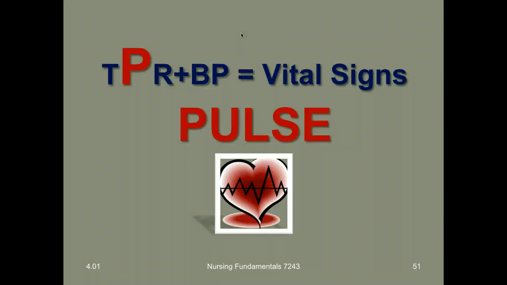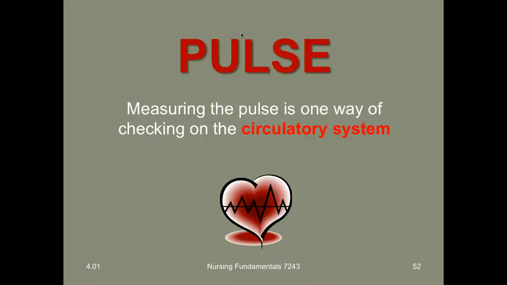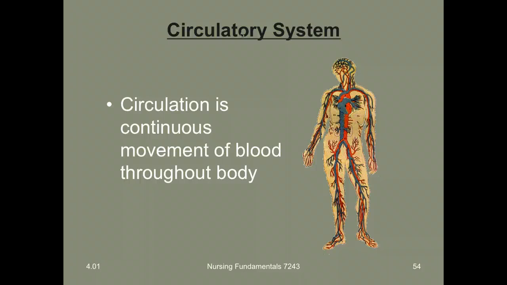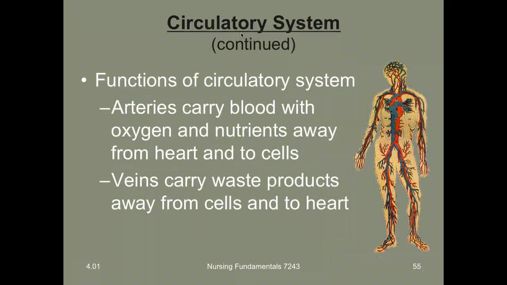Now let's talk about pulse. So pulse is one way of checking on the circulatory system. So circulation is continuous movement of blood throughout your body. That is what makes you alive. Functions of the circulatory system: the arteries carry blood with oxygen and nutrients away from the heart to the cells. They are notated here in red. Those are your arteries.